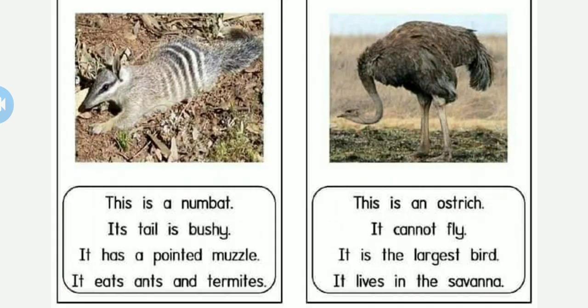This is an ostrich. It cannot fly. Ostrich is a bird, but it cannot fly. It is the largest bird. It lives in the savanna. Ostrich is the largest bird. This is a fact which you should remember for your general knowledge. A question can be asked, name the largest bird. Then you can say, I know the largest bird. It's ostrich. It's a bird. It's the largest bird, but it cannot fly.